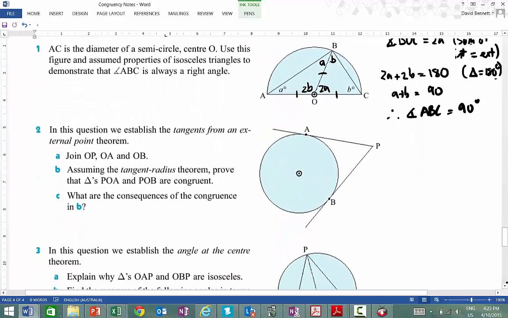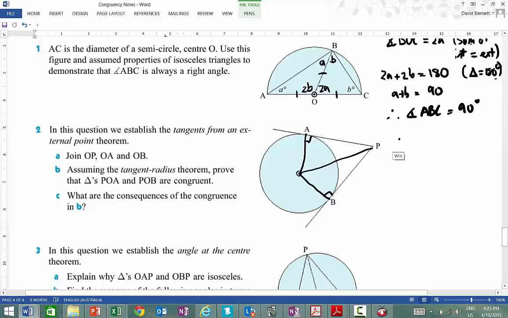In question 2, you've got a line going from P and cutting at A and B as tangents. So we need to join the line OP. That's what it's saying: join that line there, join these lines here, and join that line there. It's sort of giving us a bit of help with how to do the proof. Assuming that these are tangents, we need to prove that triangles POA and POB are congruent. So if we do that, we know that's a right angle, and we know that's a right angle.